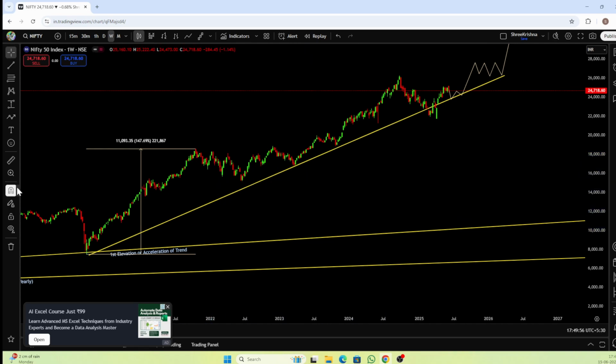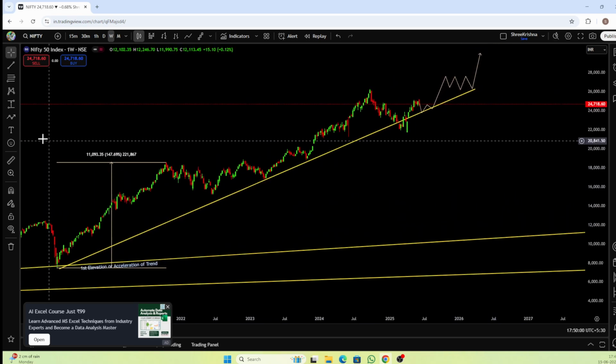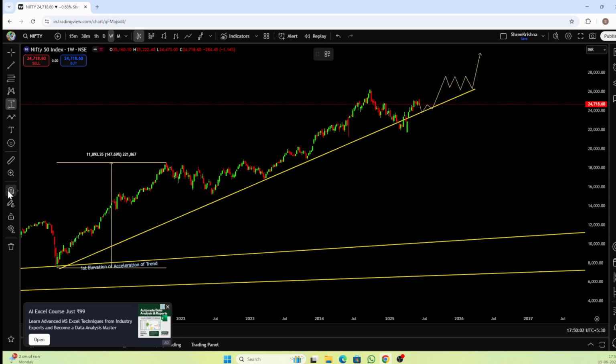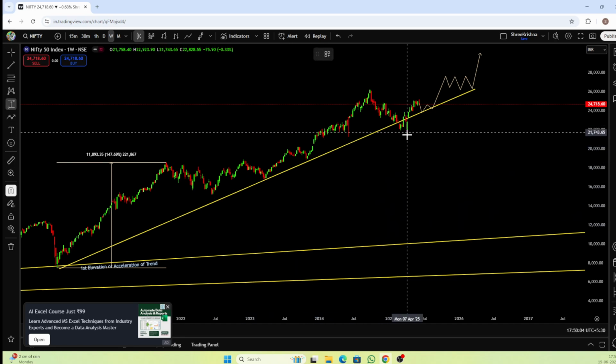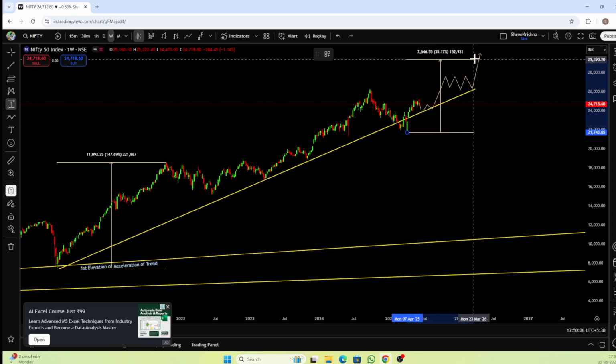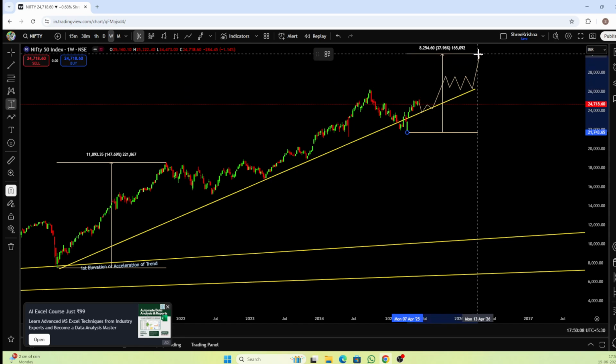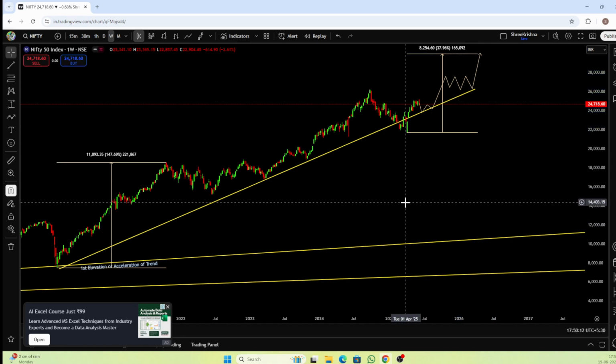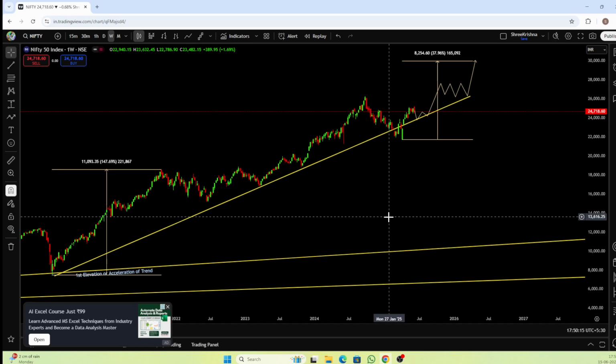11,093 is the first one. So 60% of 11,000 is how much? Say for example 7,000 or 6,800 or 7,000. From here we are looking for 7,000, slightly more than that. So even without seeing the Fibonacci relationship, we can plot based on the patterns when you have an experience of more than 3 to 5 years.